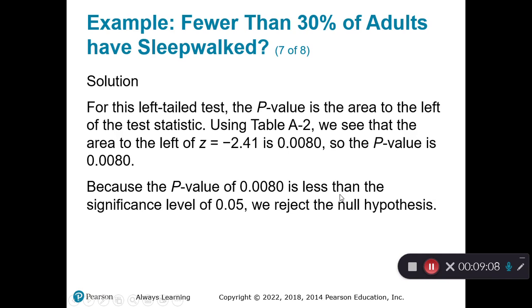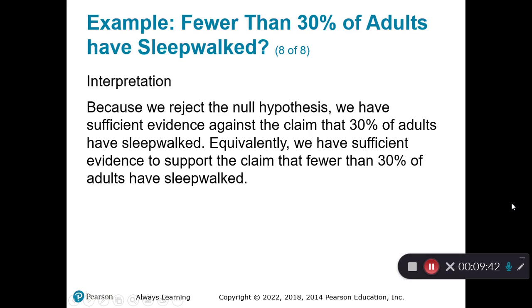Because the p-value is less than our significance level of 0.05, this says to us that we have sufficient evidence to reject the null hypothesis. In rejecting the null hypothesis, we are finding evidence against the claim that the percentage of sleepwalkers is 30%, and in doing so, we are finding support for the alternative hypothesis that fewer than 30% of all adults have reported sleepwalking. So here's the interpretation.